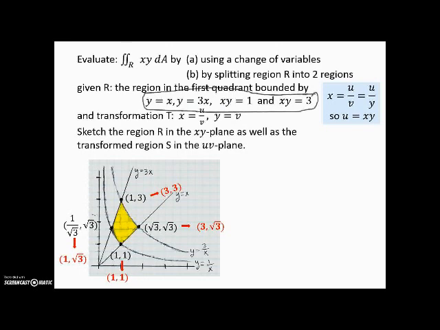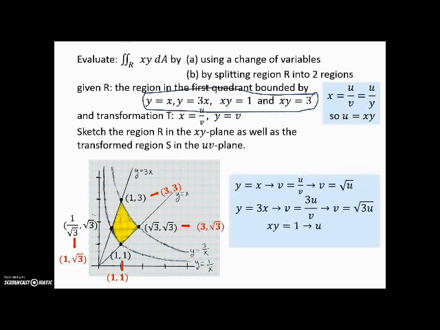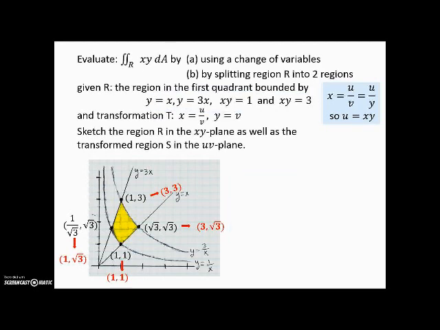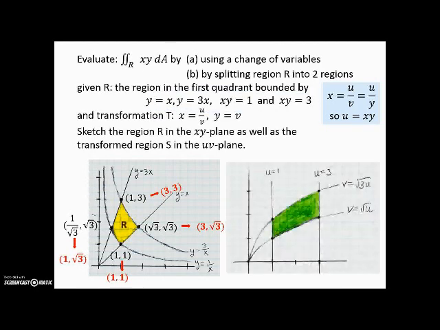All right, now we need equations for the boundaries in terms of u and v. And so we just substitute v for y and u over v for x in the first two equations and solve for v. And then for the second two, for the hyperbolas, since xy is just u, we get u equals 1 and u equals 3. So there's our region R on the XY plane, and S on the UV plane.